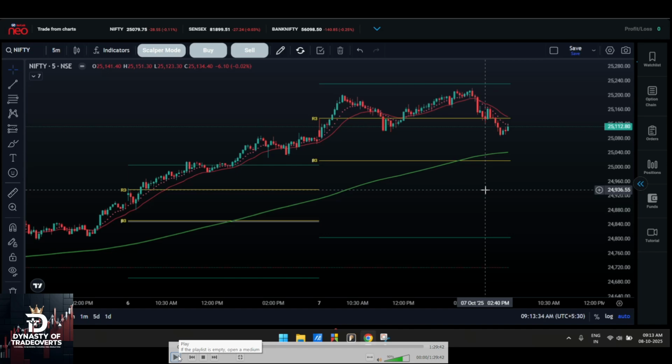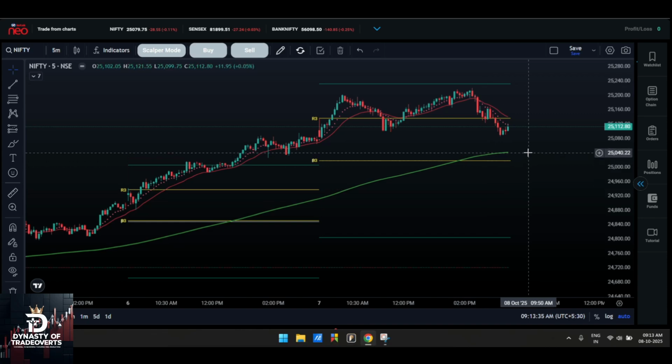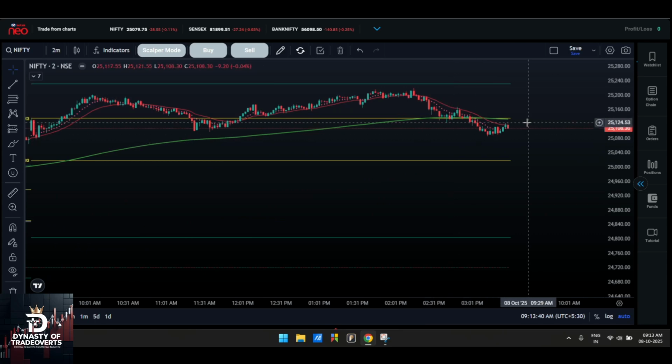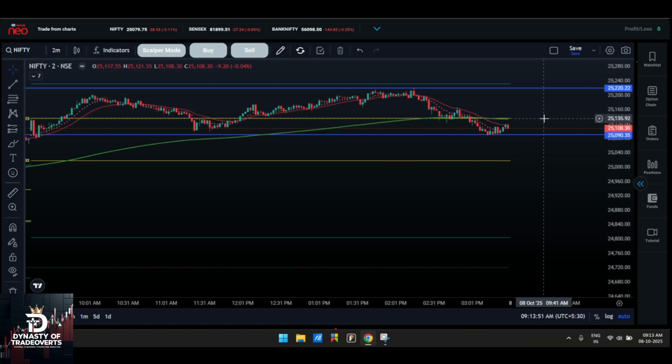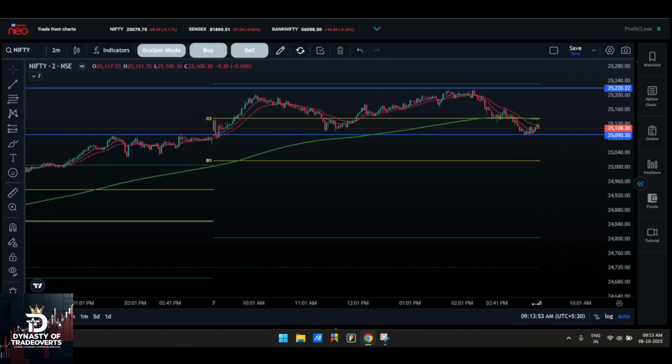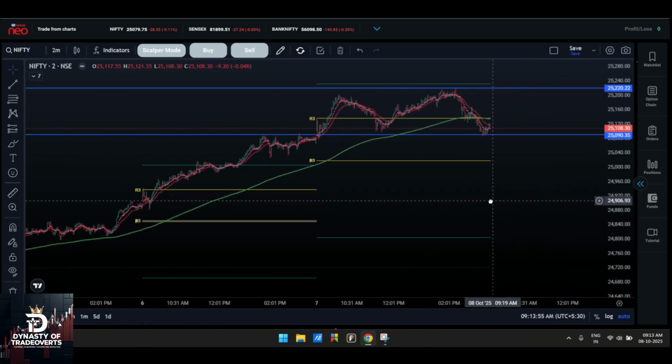So let's begin. The market is about to open. I'm just marking the previous day high and previous day low for the last 45 minutes, and I can see the 20 and 200 EMA are within that range.